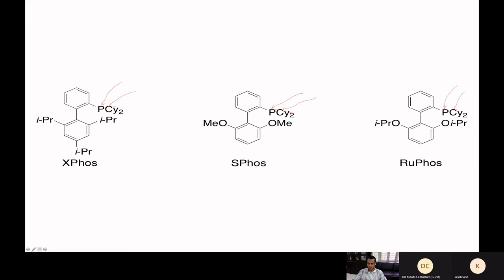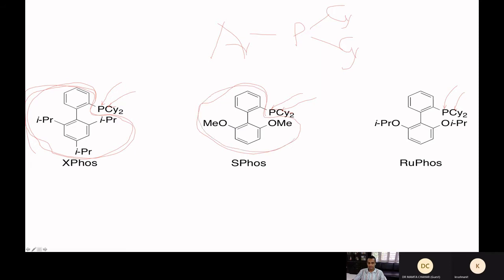Phosphorus usually has three coordination. So one is cyclohexyl group, another is cyclohexyl group, or these two groups can be tertiary butyl group. And then another is the aromatic, that means over here, this highlighted whole part, right? This is the ligand part with one arm big. So in this case, this is the aromatic part.